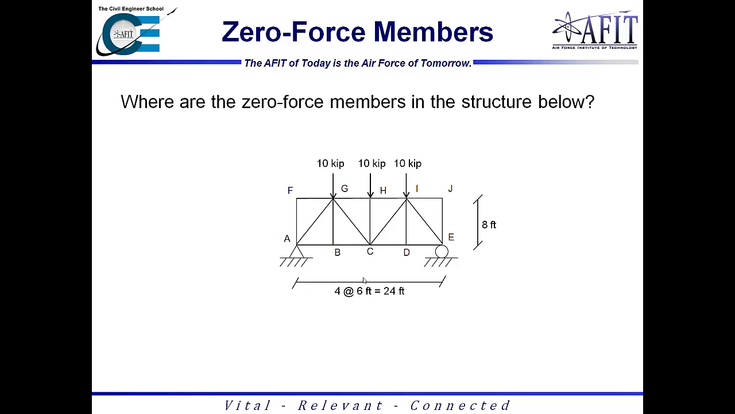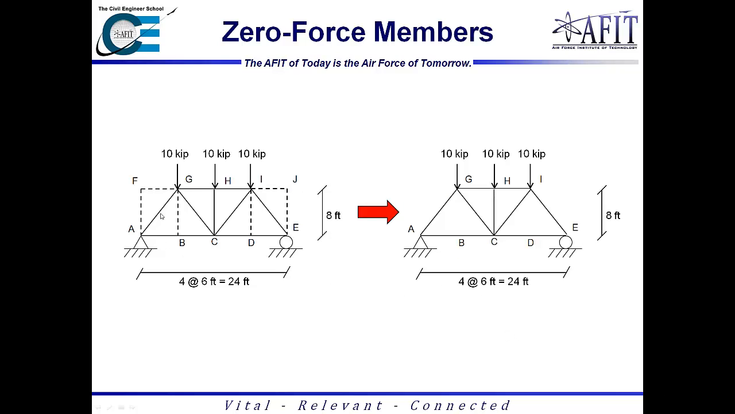Looking at another example, we're going to identify all the zero force members in this truss. The first thing we're going to do is look at nodes F and J. Looking at node F, we have two forces: one in the x direction and one in the y direction. Based on the equations we've used in the past, the sum of the forces in the x direction and the sum of the forces in the y direction have to be 0. Therefore, these two members have to be 0. Since this is a symmetric truss as well, you can look at node J and say the same thing, where members IJ and JE have to be 0 as well.